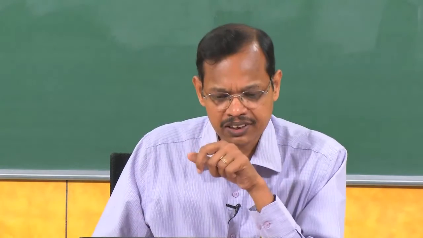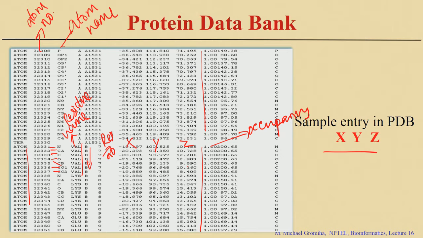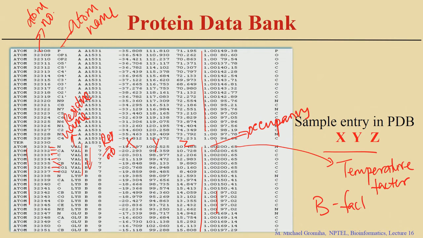Then these PDB structures have one more term. I will show you here. If we have the XYZ coordinates and the occupancy, then we have another term here, which is called the temperature factor. We can also call this the B factor. This will tell you the flexibility of each atom.